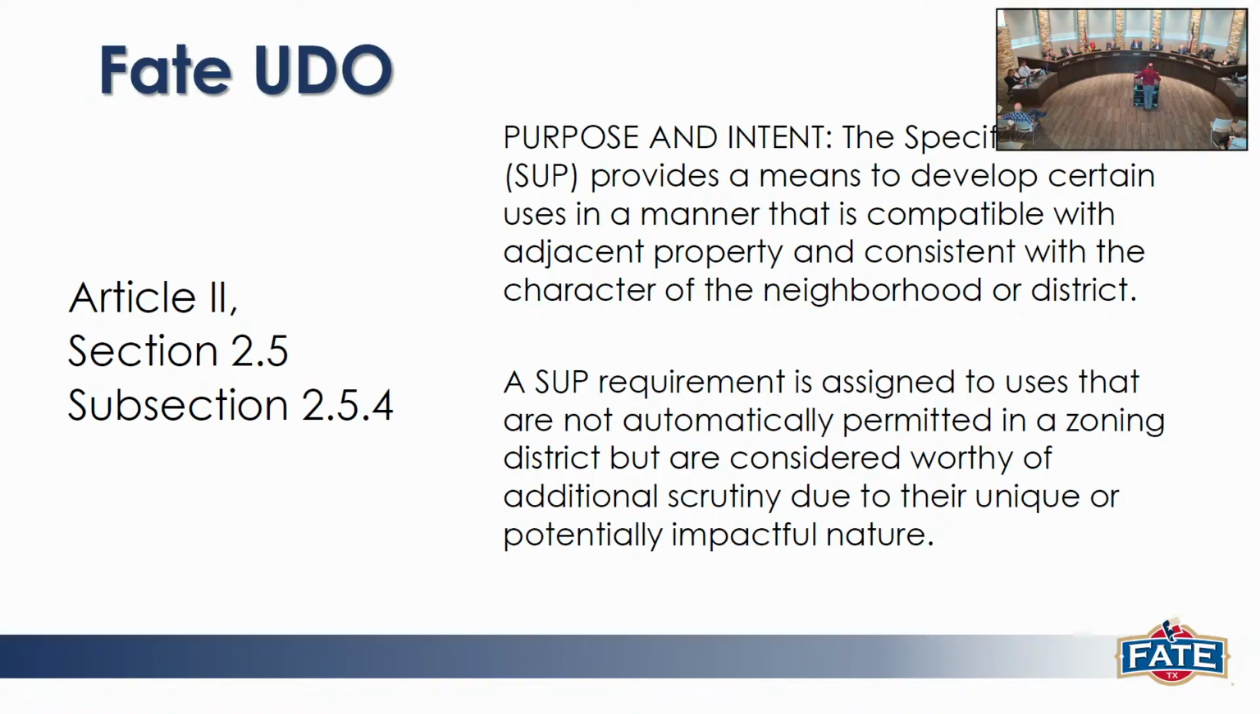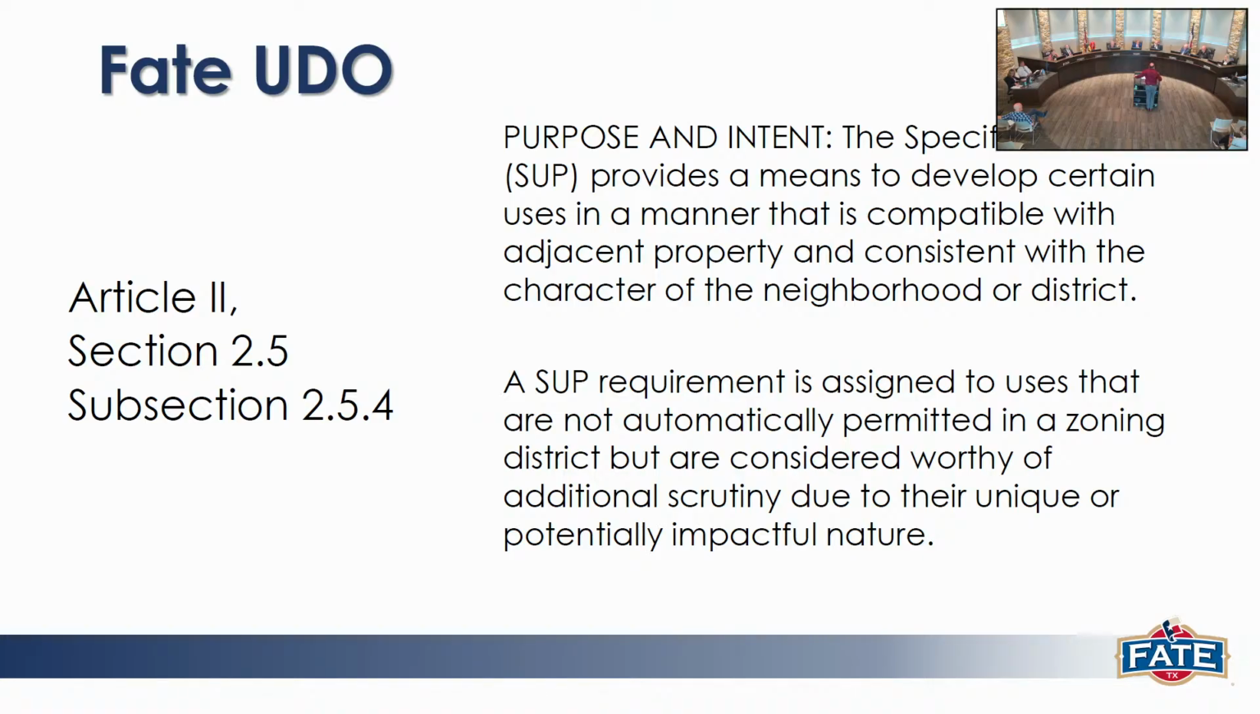A specific use permit, or SUP, provides a means to develop certain uses in a manner that's compatible with adjacent property and consistent with the character of a neighborhood district. SUPs are found in Article 2, which is our procedures section of the Unified Development Ordinance. An SUP requirement is assigned to uses that are not automatically permitted in a zoning district, but are considered worthy of additional scrutiny. That's due to their unique or potentially impactful nature.